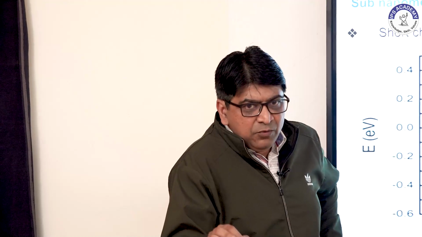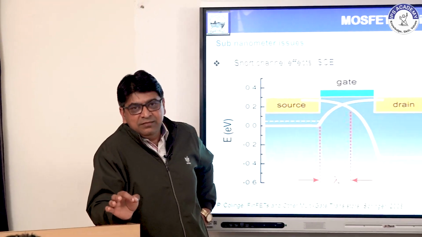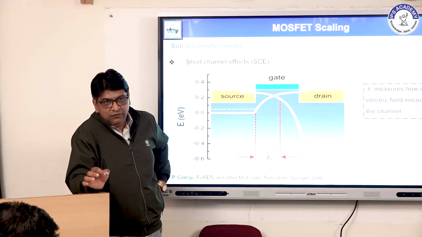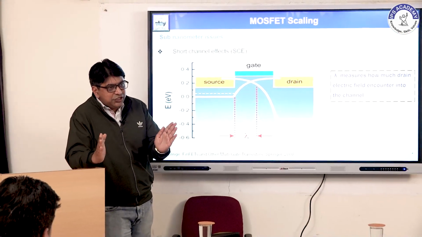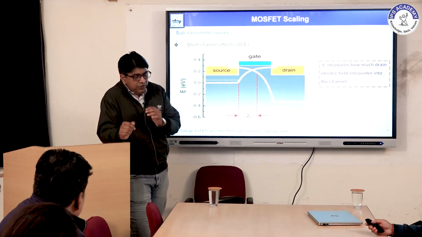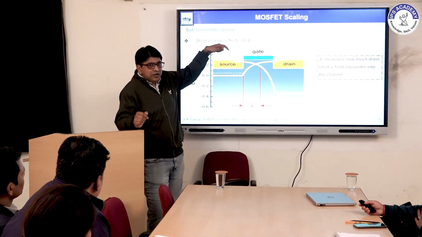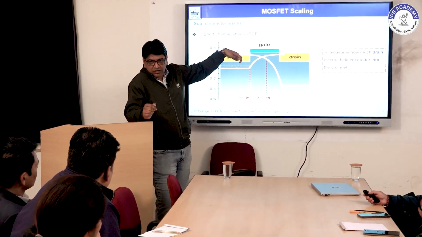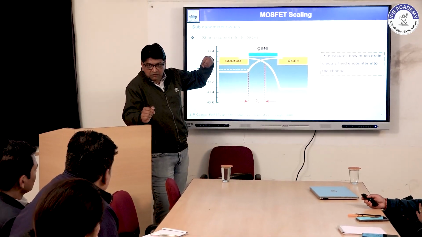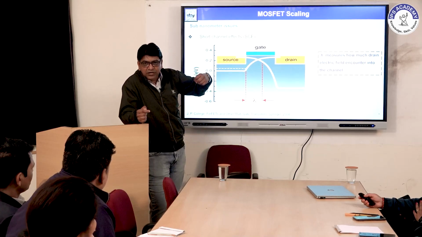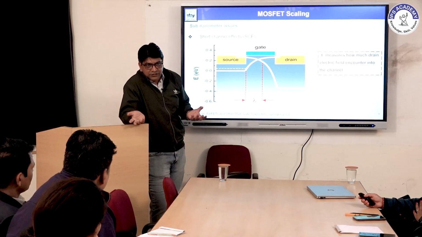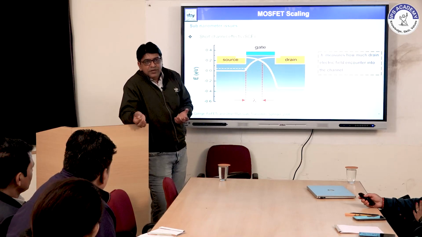In short channel effects, generally we can measure one more important issue, that is the DIBL, drain induced barrier lowering. That is a very, very important part. As the source and channel come very close, we are expecting that the gate voltage will control the channel. If we apply the gate voltage, the current should flow between the source and drain. If you are not applying the gate voltage, the device must be in off state. But in today's domain, it is not happening.